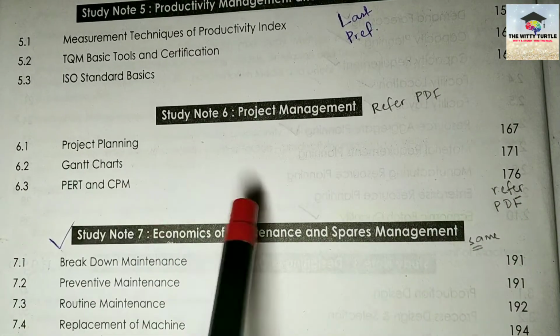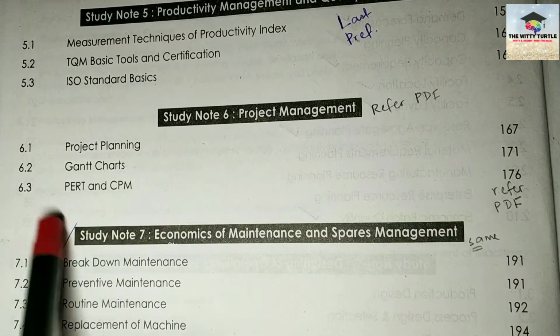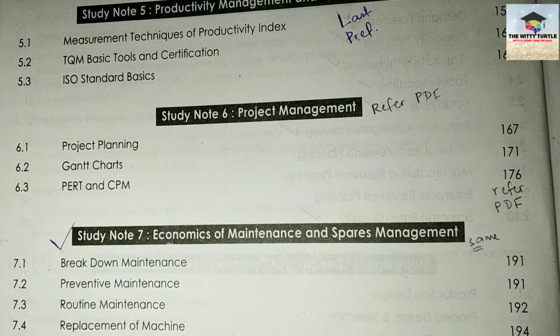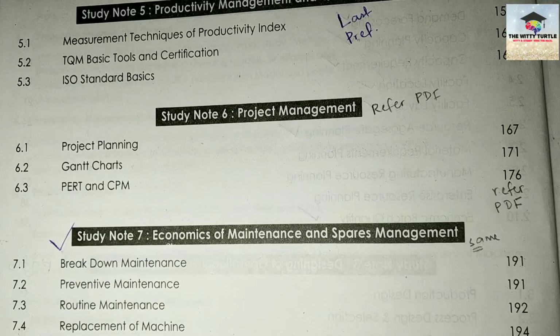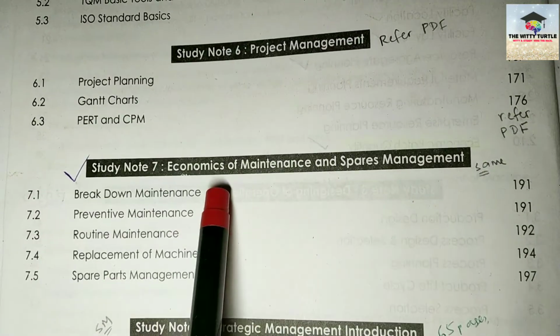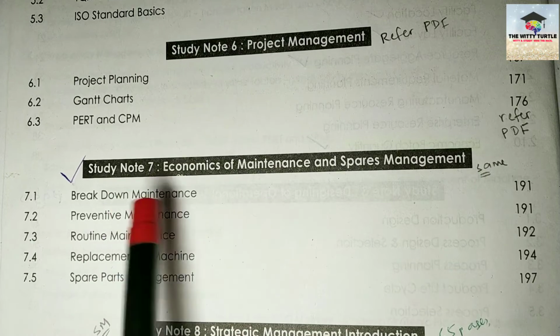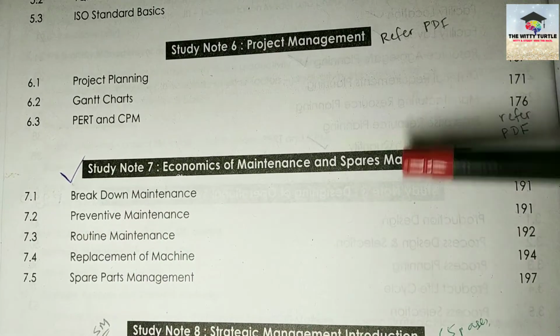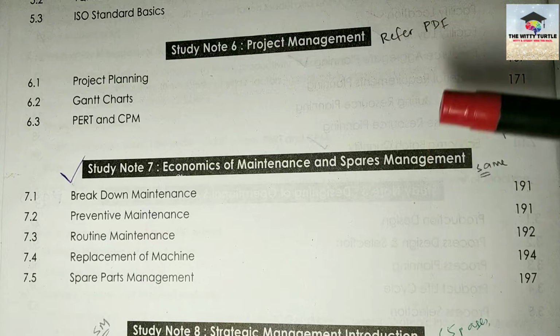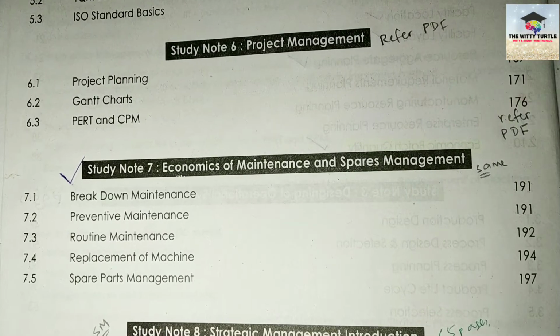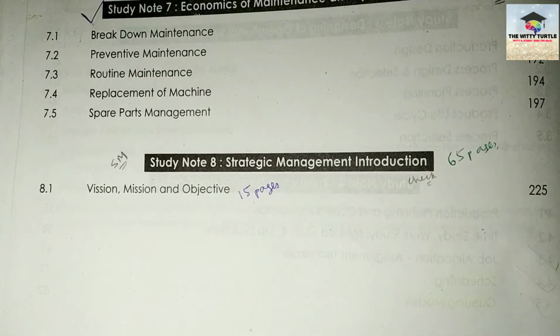Here we have Gantt charts, PERT and CPM. These might seem very difficult to you, but they are very, very simple. The next chapter is economics of maintenance and spares management. In 1 week, I will upload about 3 classes of operations management and 3 classes of strategic management.